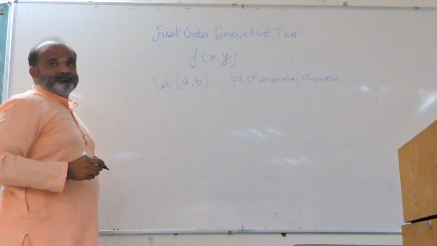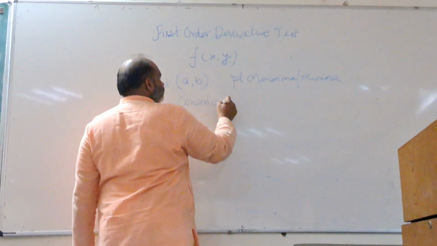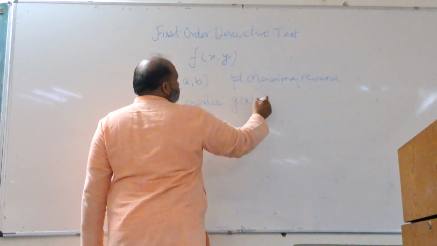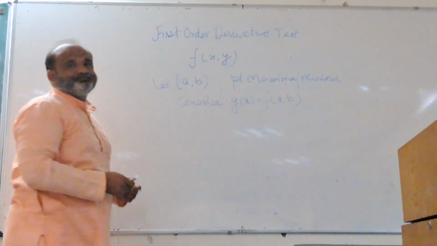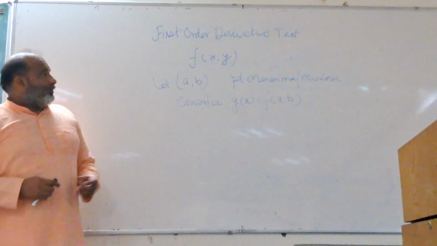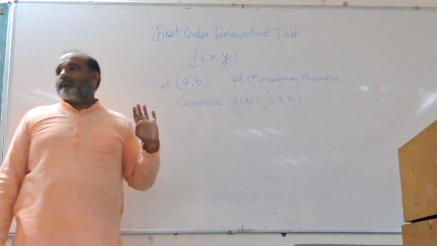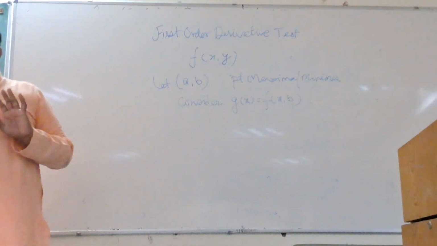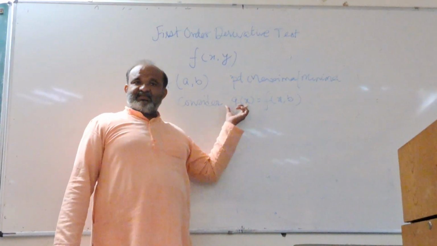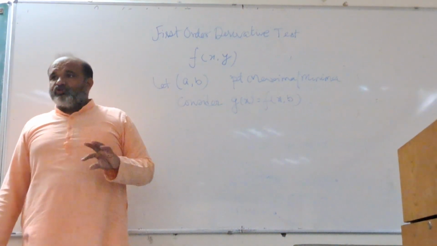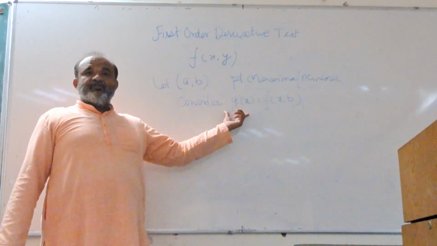Is it clear? So now you consider g(x) equal to f(x, b). Put y equal to b. So now this is a function of x only. If the value of x is varying, the value of f(x, b) that is taken as g(x) is also varying. So let me investigate the value of maxima or minima for this function g(x).